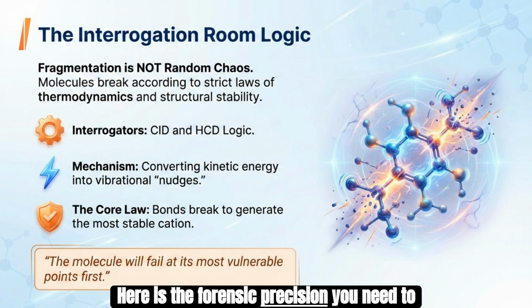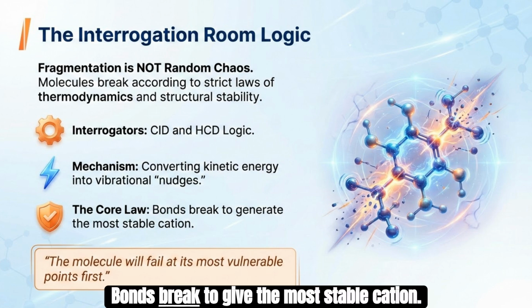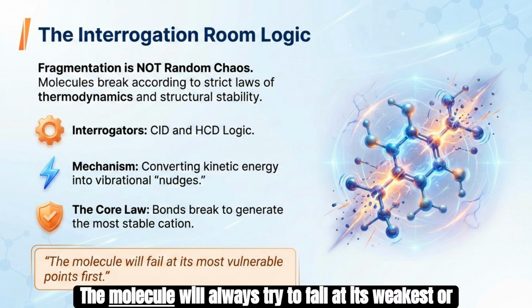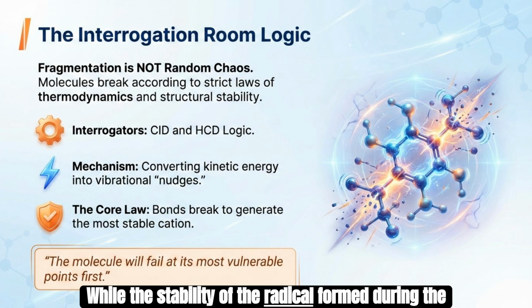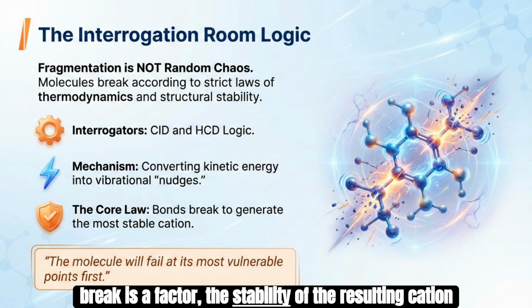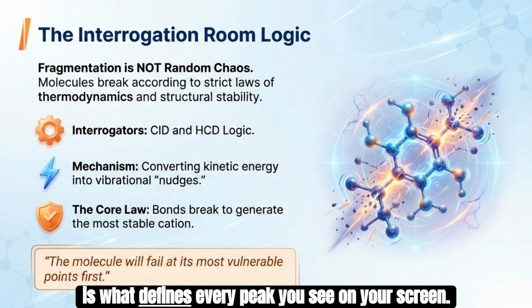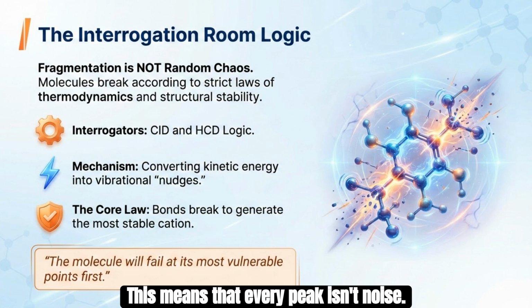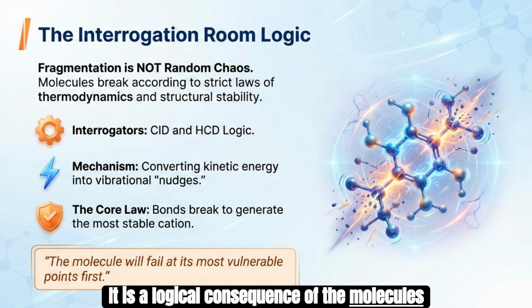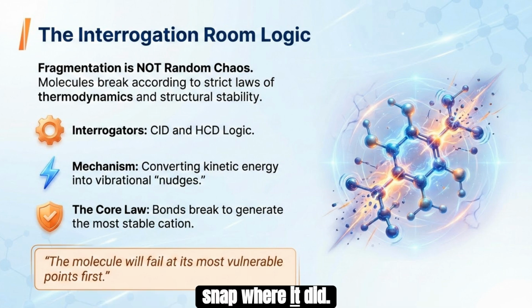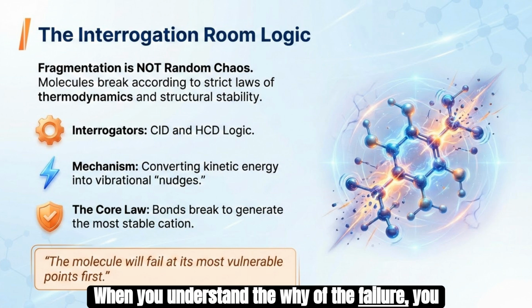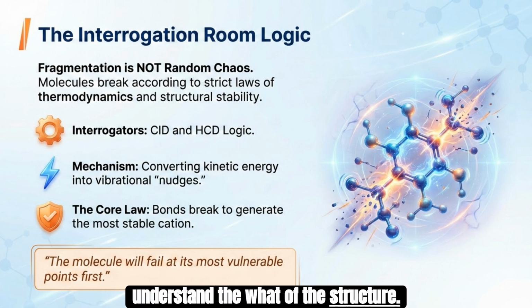Here is the forensic precision you need to remember. Bonds break to give the most stable cation. The molecule will always try to fail at its weakest or most strategically important points first. While the stability of the radical formed during the break is a factor, the stability of the resulting cation is what defines every peak you see on your screen. This means that every peak isn't noise. It is a logical consequence of the molecule's architecture. Your job is to understand why the molecule chose to snap where it did. When you understand the why of the failure, you understand the what of the structure.